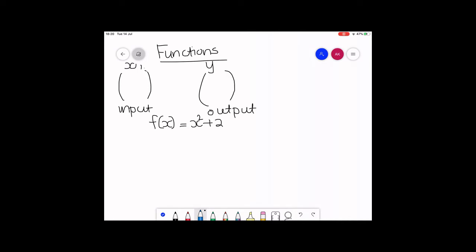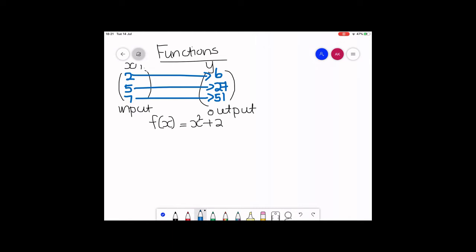So our input values are, for example, 2. 2's output value will be 6. 5's output value will be 5 squared plus 2, 27. And 7's output value will be 7 squared plus 2, which is 51. So that is what a function does.